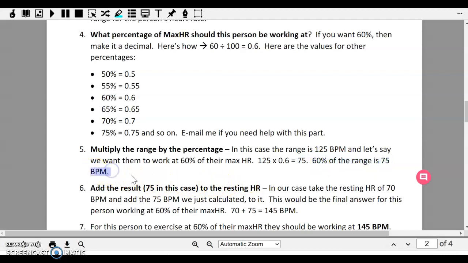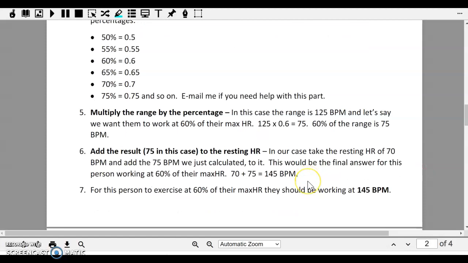Okay, 60% of the range is 75 beats per minute. Because Mr. Trush's heart can vary by that range between resting and max heart rate, we took that value and multiplied it by decimal 0.6, because that's 60%, and we got 75 beats. So we need to add 75 beats onto his resting heart rate, because that's how much of the range we want to add on. Mr. Trush has a resting heart rate of 70 beats per minute, and we're going to add 75 because that's 60%.